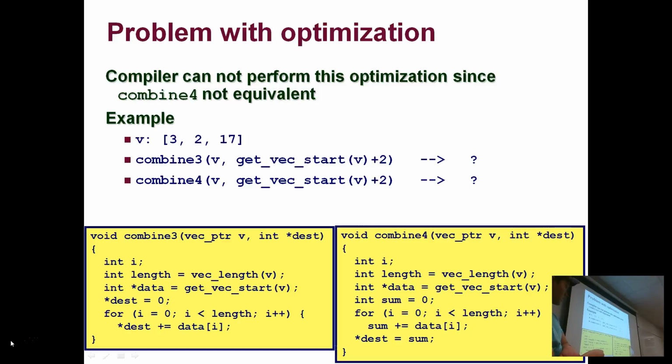I'm going to store that in data. And then I'm going to initialize the sum to 0. And then I'm going to go through this vector and accumulate its elements into this sum. I'm going to add 3 to 2 to 17 in this loop. And then I'm going to take that sum and store it into the destination, which is going to overwrite this 17. So this is going to be 22, 3 plus 2 plus 17. And then this instruction is going to put that and set it to 22.